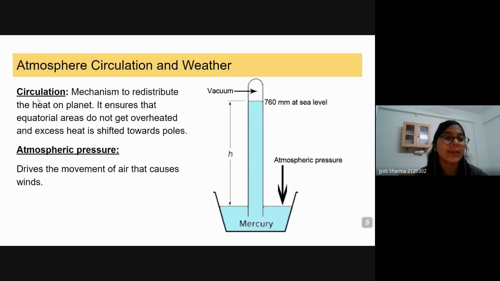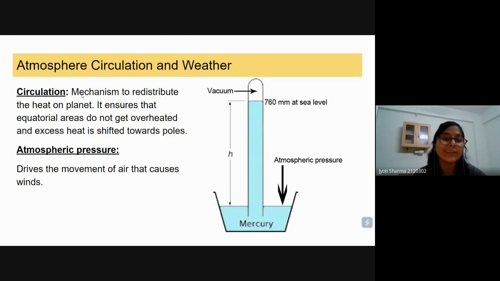So that's why there is atmospheric circulation. So what is atmospheric circulation? It is a mechanism to redistribute the heat on the planet. It ensures that the equatorial region does not get overheated, and it also ensures that the polar region doesn't get too little heat, and excess heat can be shifted towards the poles. So this is the circulation. The very basic thing is that circulation is the mechanism that redistributes the heat on the planet.